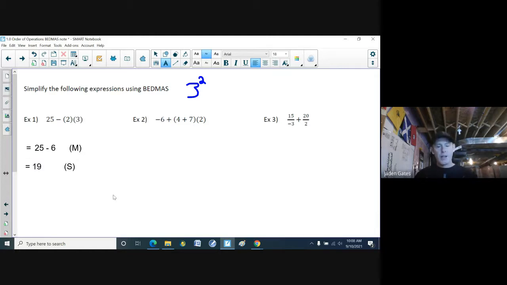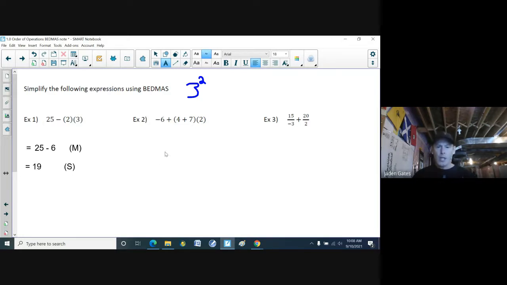All right, so for this particular question, I got my final answer here. It's 19, and again, that's just because I used M and S, multiplication and subtraction. Didn't have to use the other ones. All right, but I did go in order of B, E, D and M together, and then A and S together, and got my final answer.